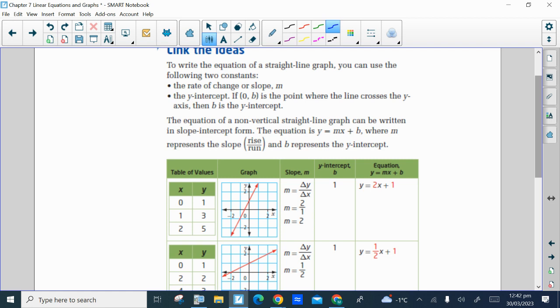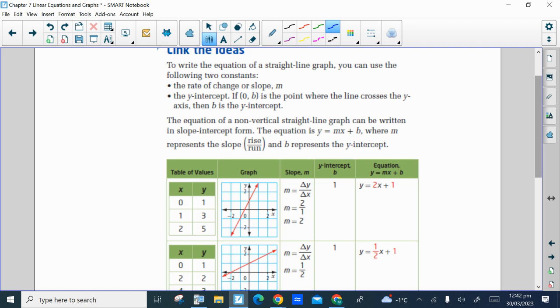The rate of change, or the slope, is m. The y-intercept is the b value. The equation of a non-vertical straight line graph can be written in the slope-intercept form, which is the form y equals mx plus b.